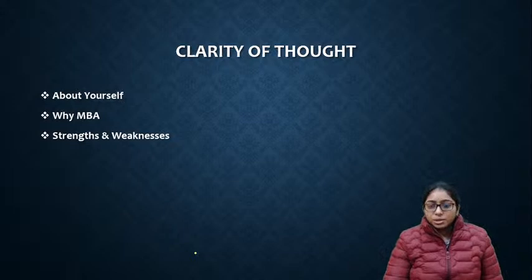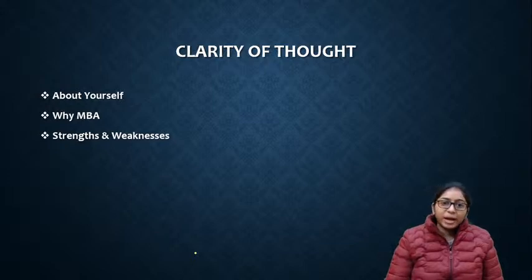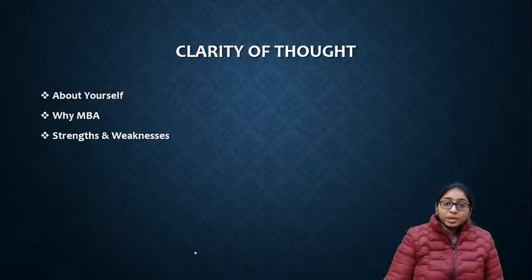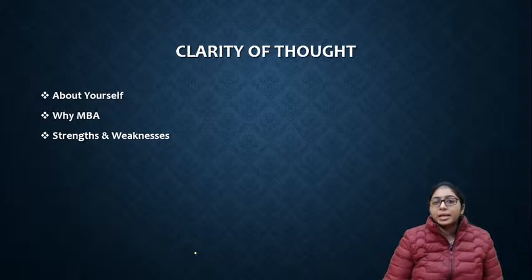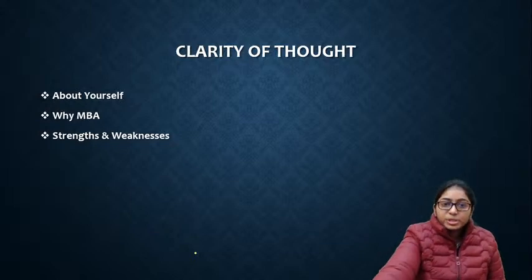Next part is clarity of thought. So clarity of thought includes how well you know about yourself. Why do you want to do an MBA? Are you clear on that thought? What are your strengths? What are your weaknesses? Are you clear on that? Are you ready to accept that these are my weaknesses? Are you ready to accept, yes, you are working on it? So this shows your clarity of thought. I will be discussing each of these points in the later part of the session. Let me proceed ahead.